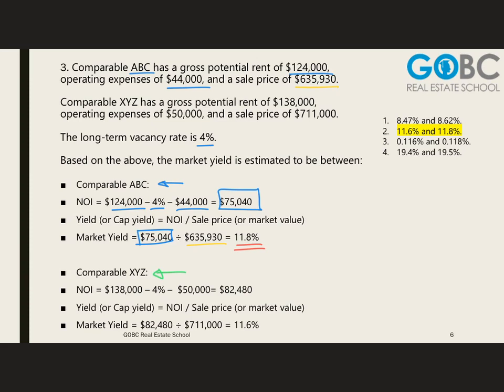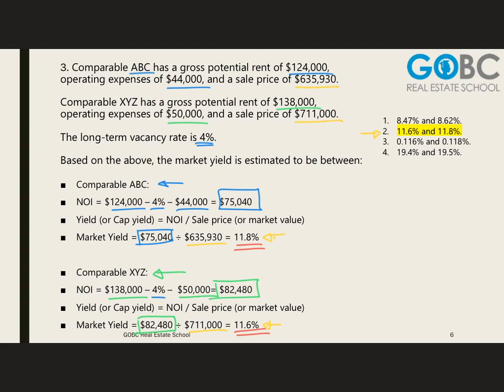For comparable XYZ, we'll do the same thing. We use our gross potential rent of $138,000. We use our long-term vacancy of 4%, and we use our expenses of $50,000 to find our NOI of $82,480, which is used in the bottom formula to find yield, and we use our other sale price of $711,000 to get the other yield of 11.6%. So our answer here is answer number 2, because it's 11.6 to 11.8.